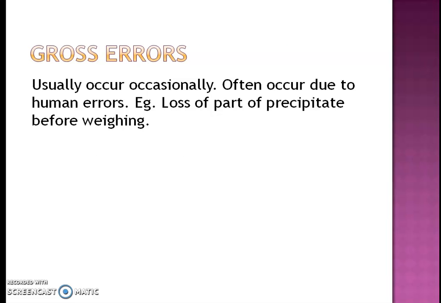Gross errors. They usually occur occasionally and they occur due to human error. For example, loss of part of precipitate before weighing.